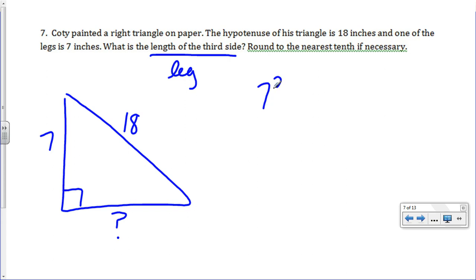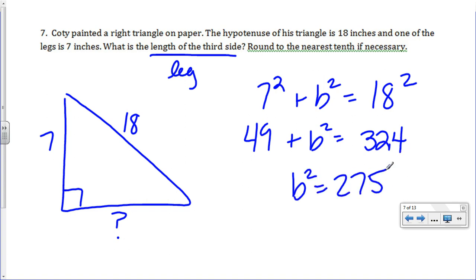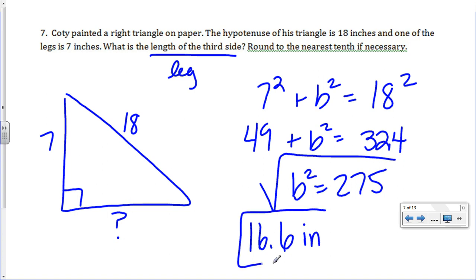So let's see, we've got 7 squared plus b squared equals 18 squared. 49 plus b squared, 18 squared is 324. Finding a leg, so I'm going to subtract. Get the square root, nearest tenth again, so 16.6. I see my units are inches, so I'm going to abbreviate IN. And if you want to write out inches, that's fine, or inch, that's fine, or IN, that's fine. Just make sure you have those units.